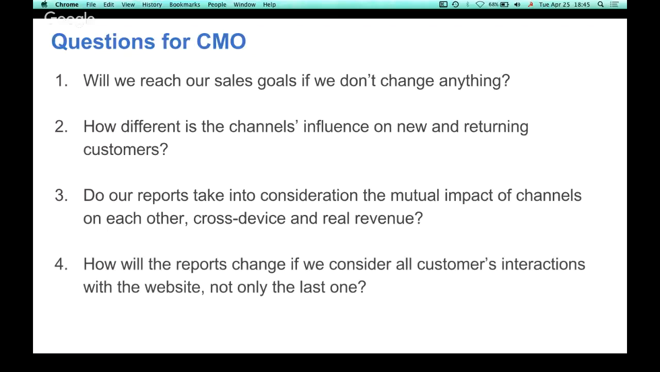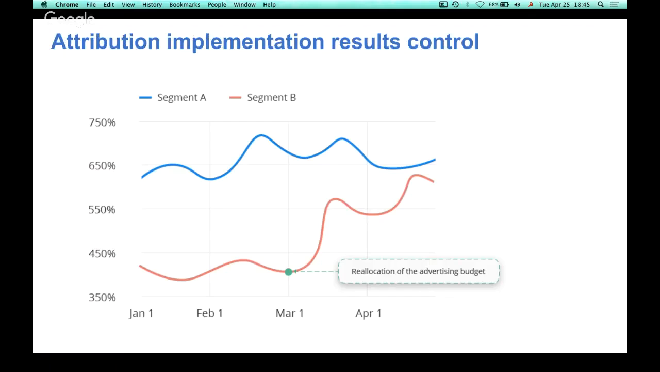And for example, how will the reports change if we consider all customer interactions with the website and not only the last one? So this is about what channels will be overestimated and underestimated when we run all the calculations. So how will you control the implementation results if you go this way?